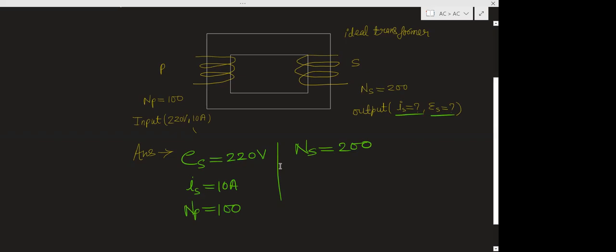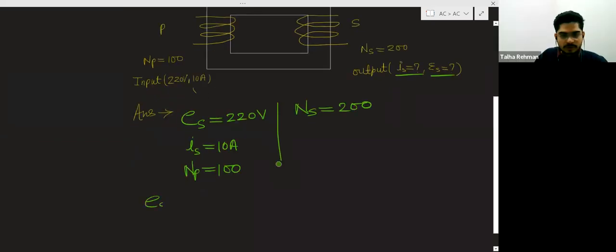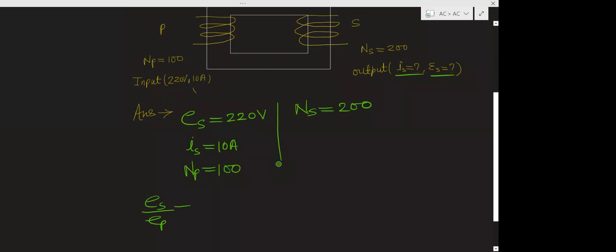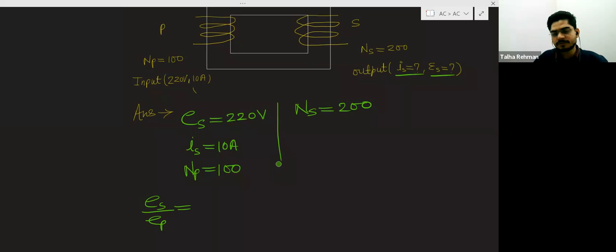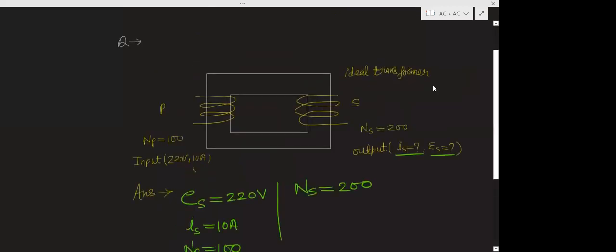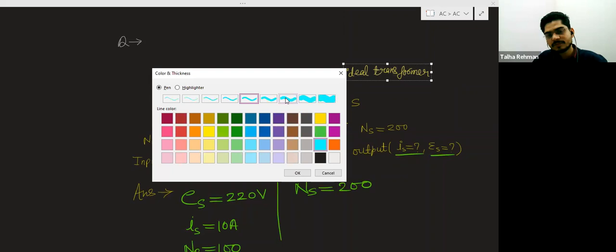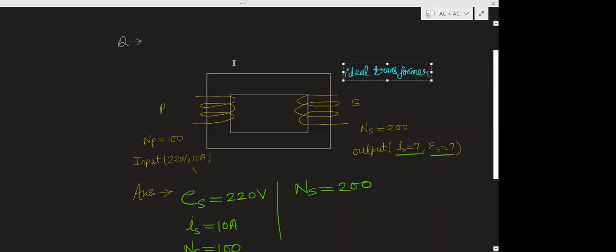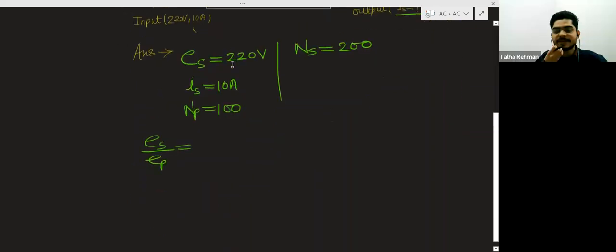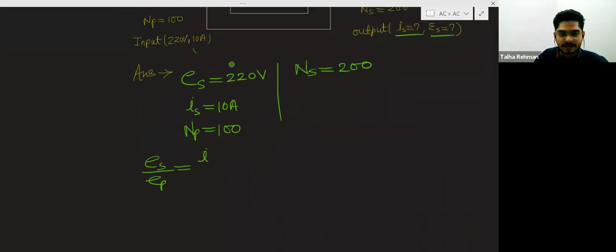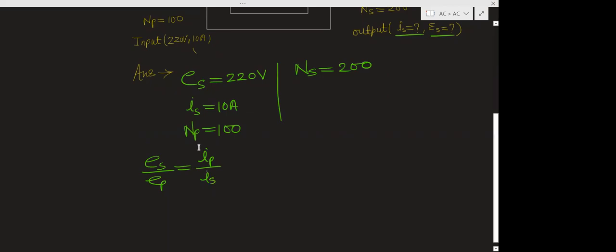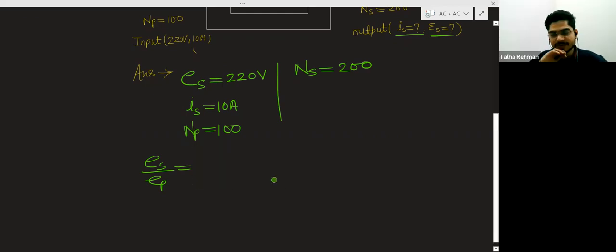So first relation we know: ES by EP is equal to IP by IS, that is for an ideal transformer. NP by NS is also valid because this is the ideal transformer. So we can write NS by NP or IP by IS. Then I can write this IP by IS also. But we want to calculate something else, so first we will calculate that.